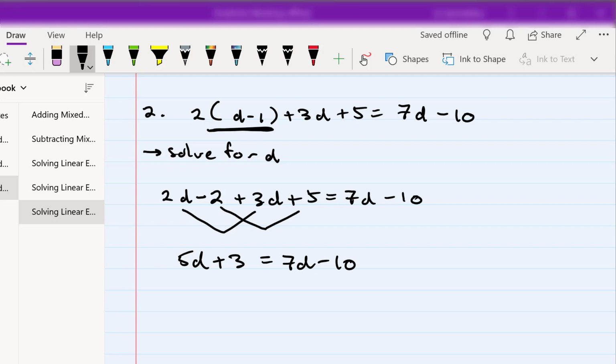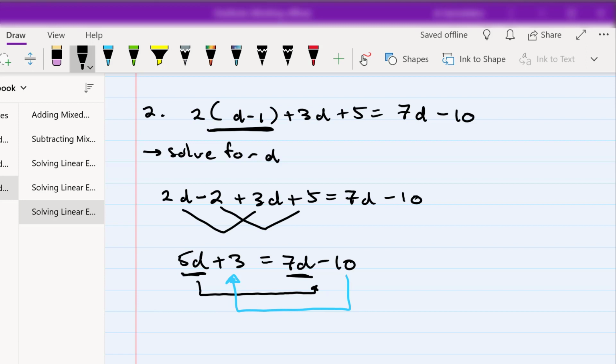Now the question is, do we keep the d on the left side or on the right side, and the numbers on the left side or right side? So on the left side we have 5d, and on the right side we have 7d. So what we're going to do here is move the 5d to the right side so that we have 7d minus 5d, so the right-hand side will be positive. And then we're going to move the minus 10 onto the left-hand side so that the minus 10 will become a positive.